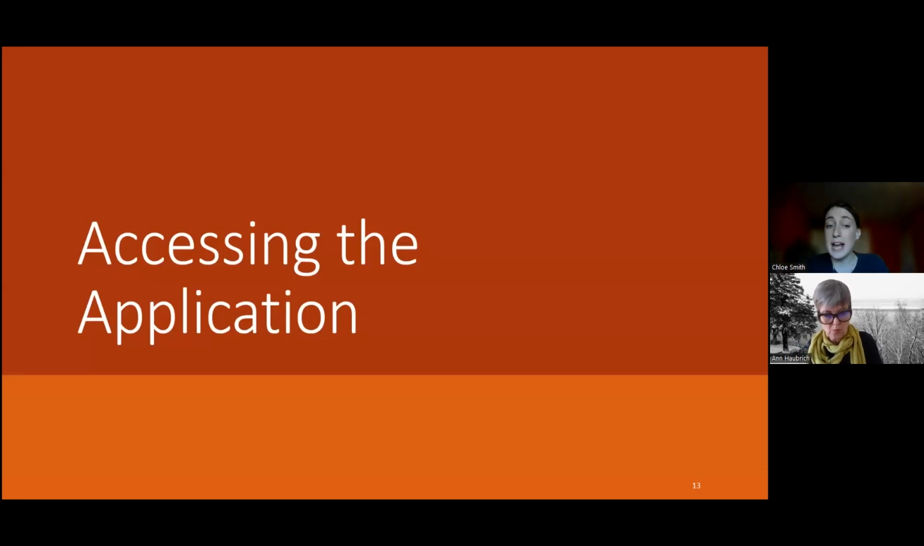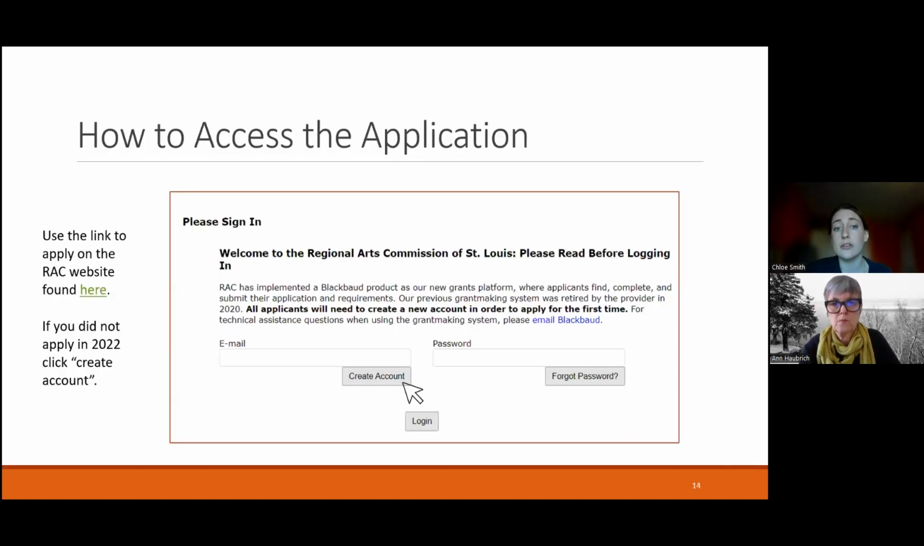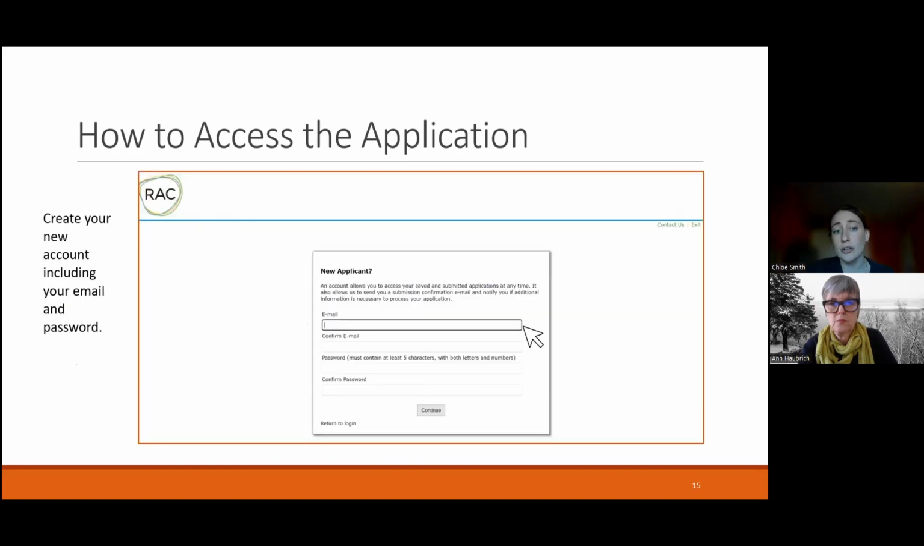Now I'm going to run through just accessing the application and how this will work if you haven't created an account before, or if you have. In case you haven't created an account, you're going to want to create one. You can use the link to apply on the RAC website when the applications are published on February 13th or the week of February 13th. And you will hit create an account right where the cursor is. And then after that, you'll be able to add your email, confirm your email, and set up a password. And that will allow you to access the application, or in this case, the eligibility quiz to access the application.